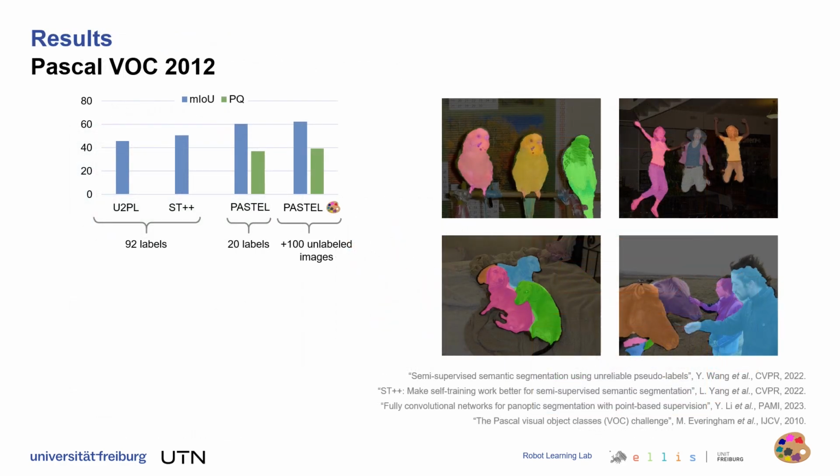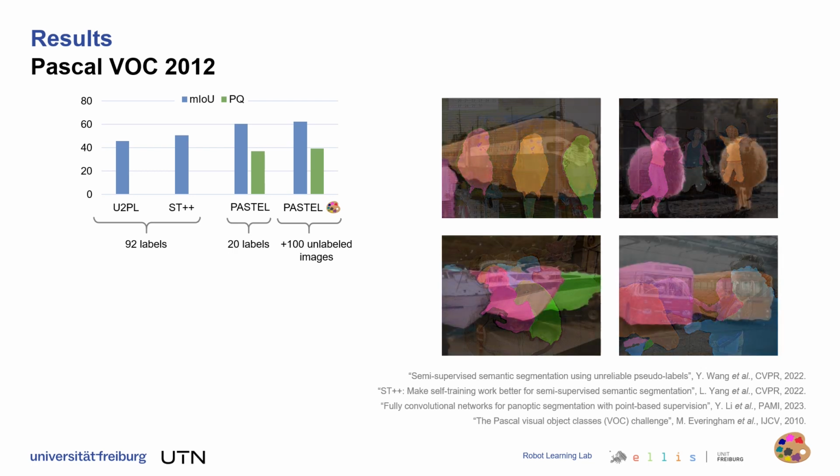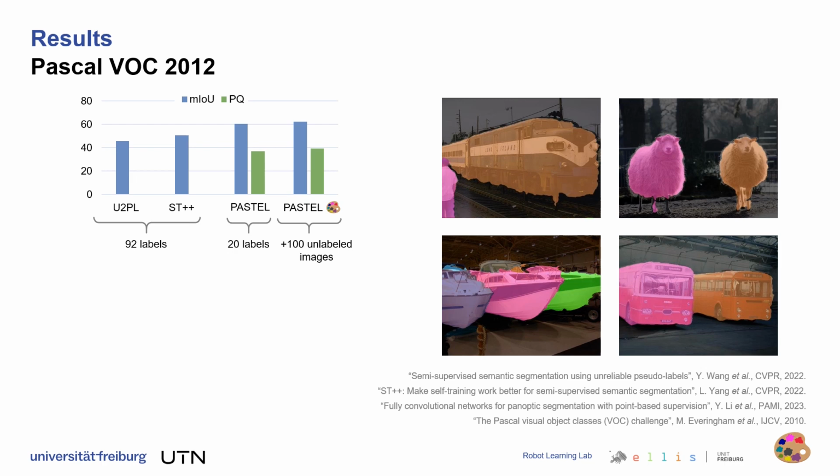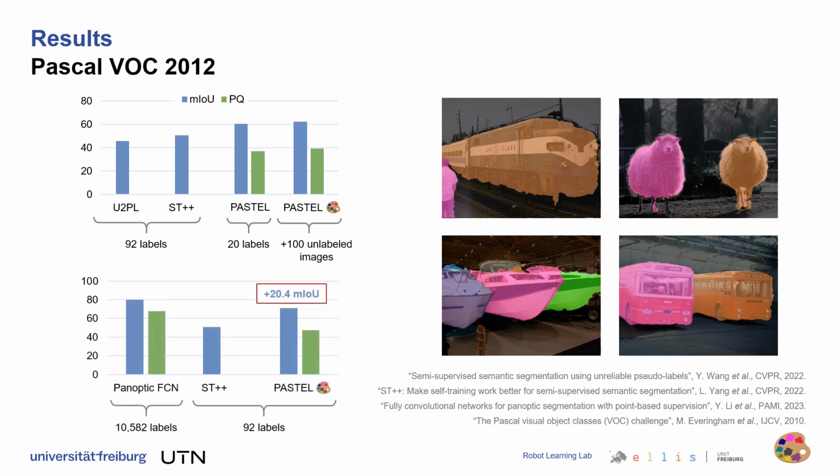We show results in the Pascal VOC dataset. First, we compare PASTEL with two previous label-efficient methods for semantic segmentation. PASTEL yields higher metrics, even when using fewer labels. Next, we increase the number of annotated images and the size of the backbone. Compared to the previous state-of-the-art ST++, we achieved an increase of 20.4 mean IOU. Note that we used less than 1% of the labels compared to the fully supervised method Panoptic FCN.